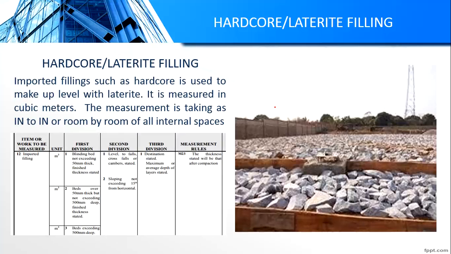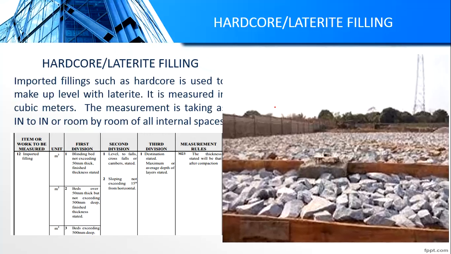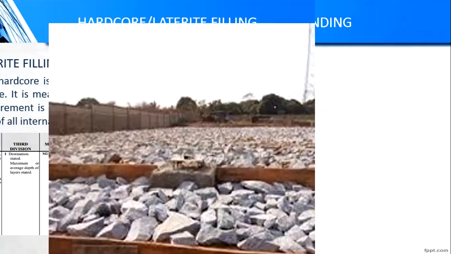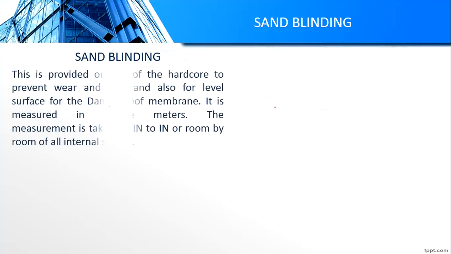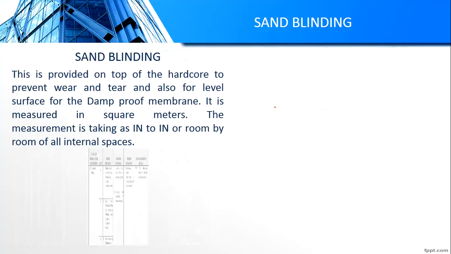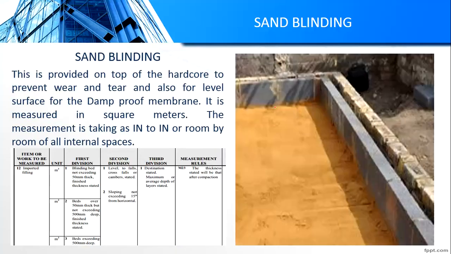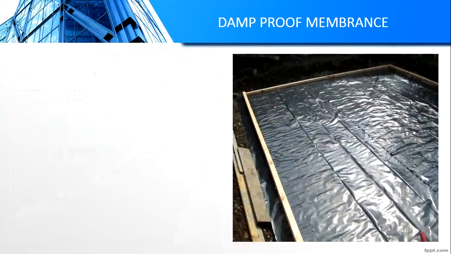After our hardcore or laterite filling, we have sand blending. As I've said, this sand blending is to provide a leveling surface for our damp-proof membrane and to prevent tear and wear of our DPM. So we see the image of the sand blending. So after the sand blending, we have the DPM.